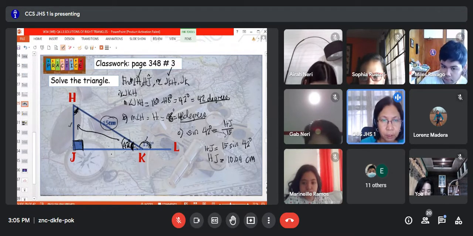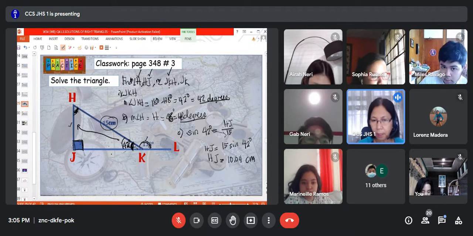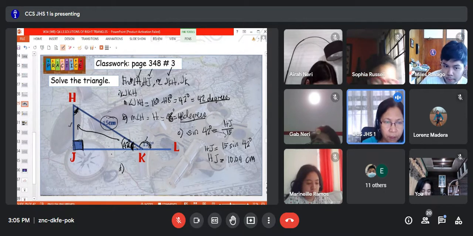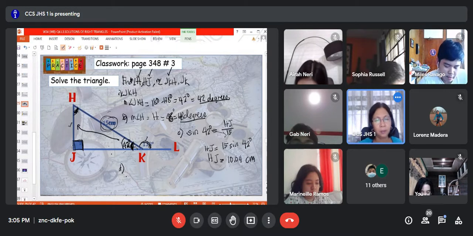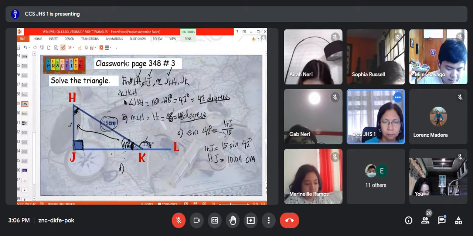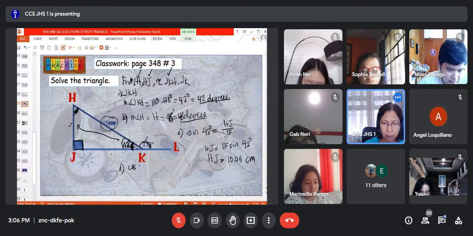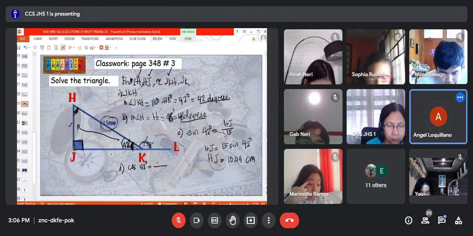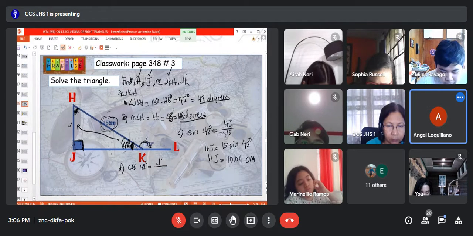Then, let's go to JK. Angel, solving for JK, using 15 and 42 degrees, what trigonometric ratio is applicable to this? Cosine. Correct. That one is cosine 42 degrees, equal to what, Angel? Give me the ratio. JK over 15.